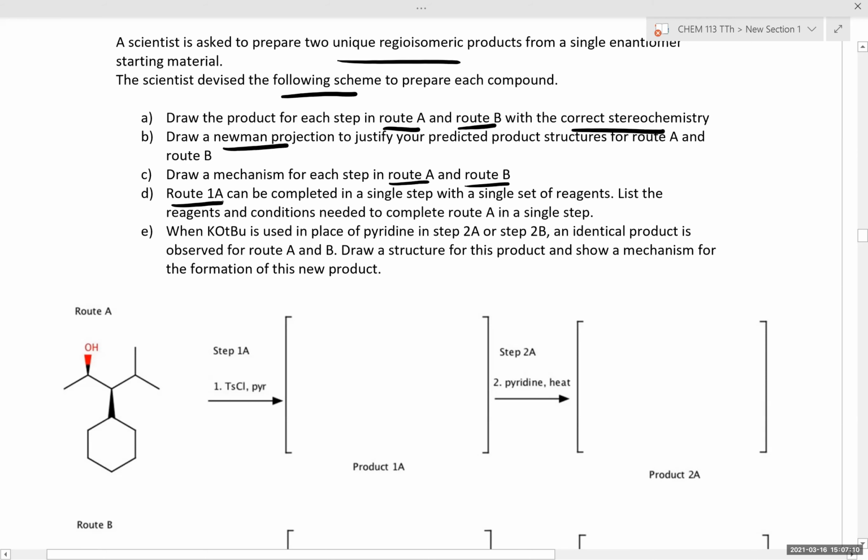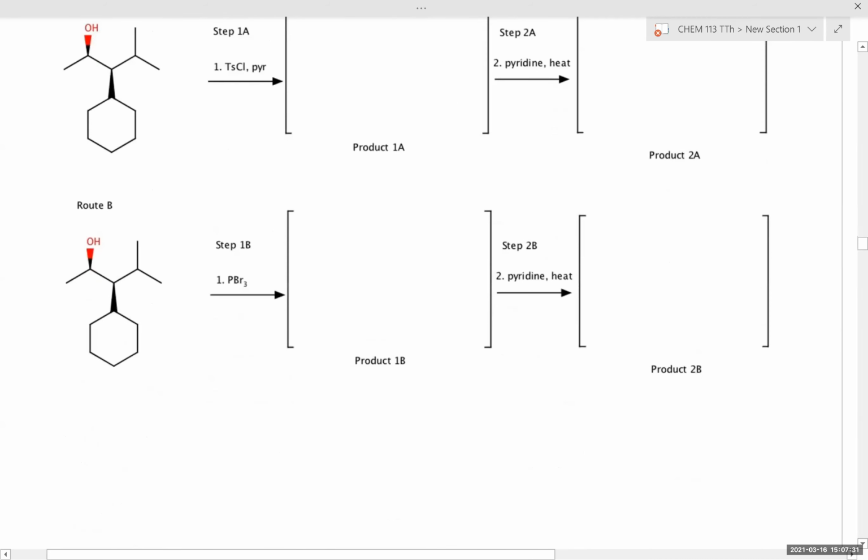Route 1A can be completed in a single step with a single step set of reagents. So list the reagents and conditions. Okay. And when t-butoxide is used in place of pyridine, an identical product is observed. Draw a structure for the product and show a mechanism. Okay. So let's start with route A. So let's start just by drawing out the mechanism for each step in route A.